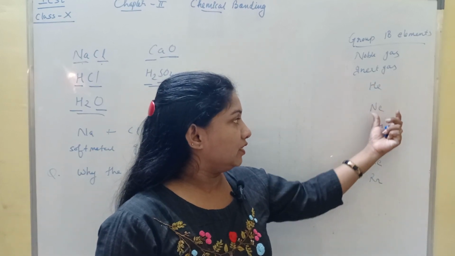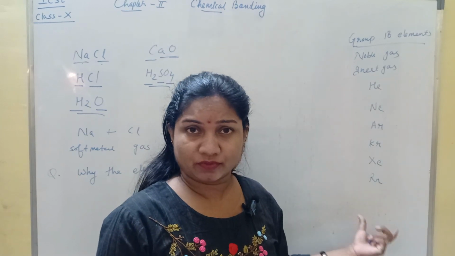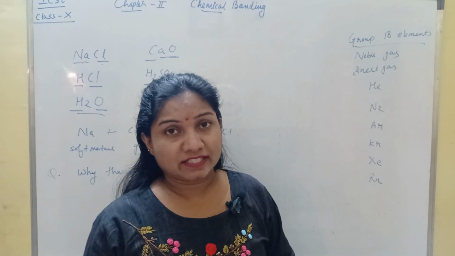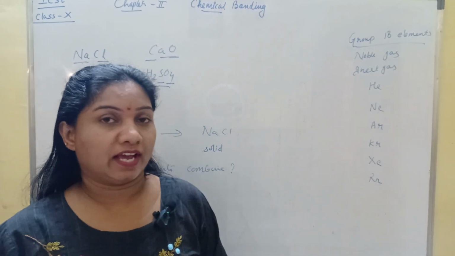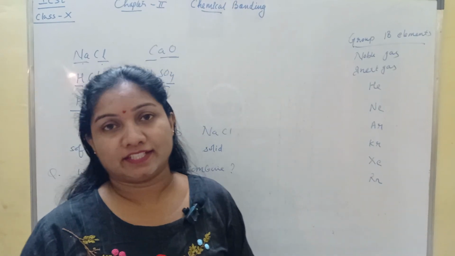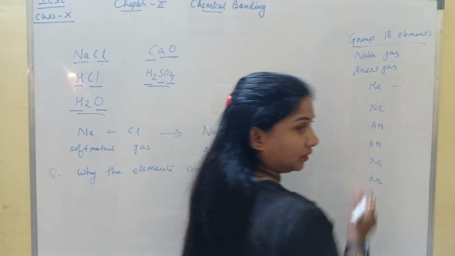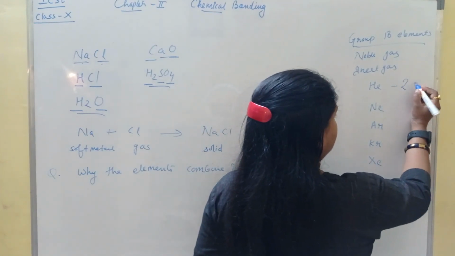Okay, this is helium, neon, argon, krypton, xenon, radon. Why are they called noble gases? Why are they inert? Because they are either least reactive or non-reactive at all. But why so? Because they have their octet complete. They have the valence shell complete with 8 electrons, except helium, which has only 2 electrons. That is its duplet.